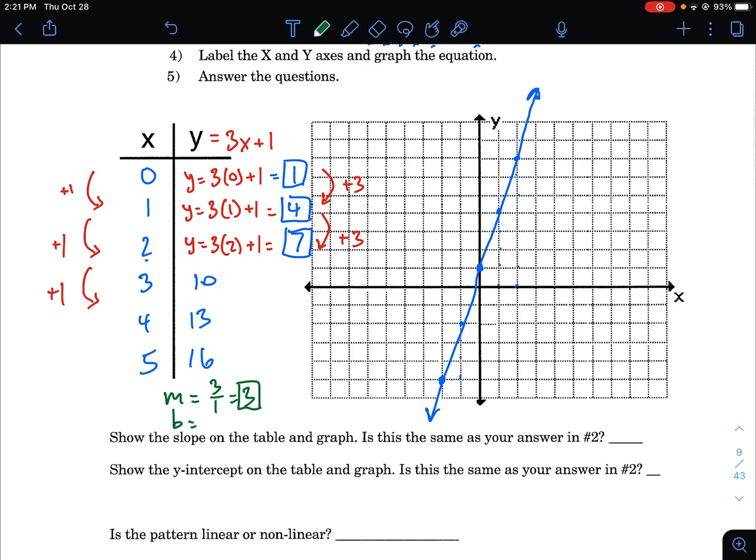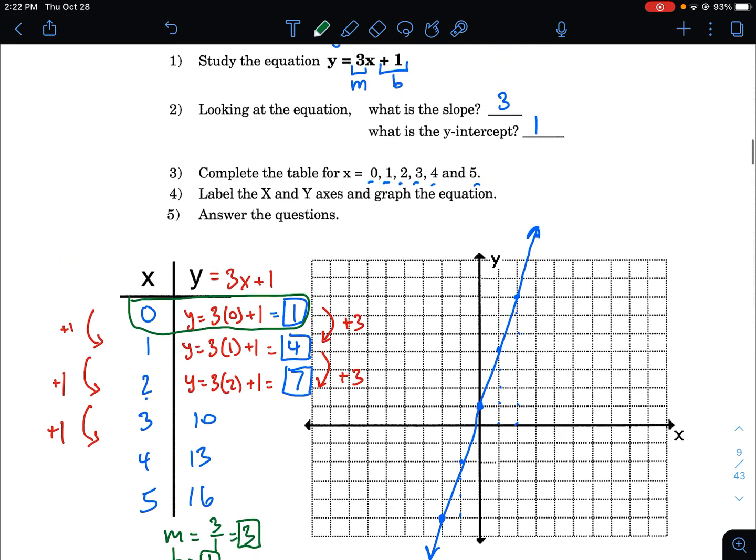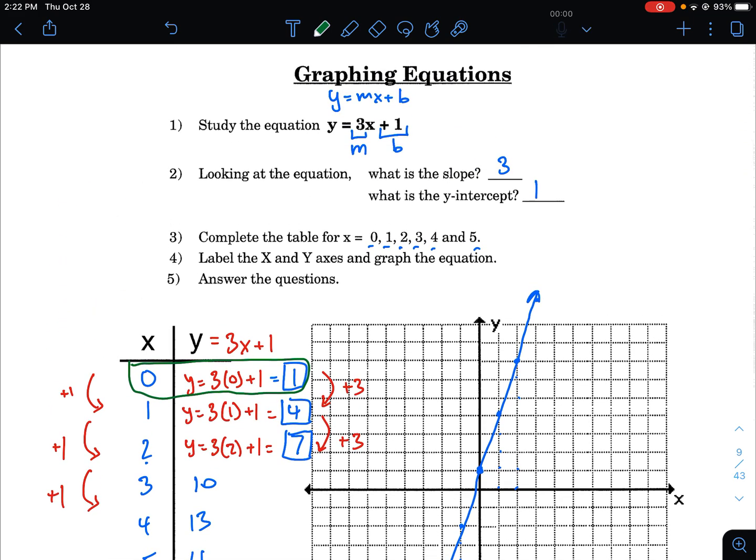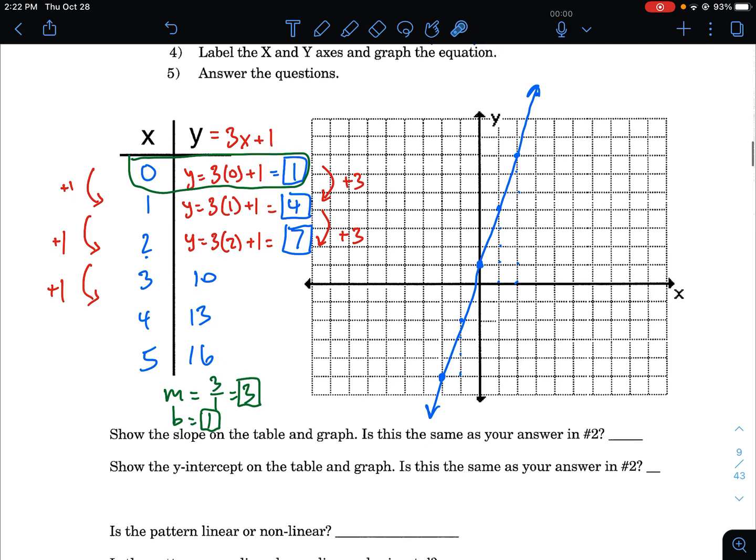What about our y-intercept? Our y-intercept, when x equals 0, what does y equal? When x equals 0, y equals 1. Therefore, our y-intercept is 1. They want us to show this same thing. So is the slope the same and the y-intercept the same? So far, slope is 3, y-intercept is 1. That is what we said right here. So that works out perfectly.